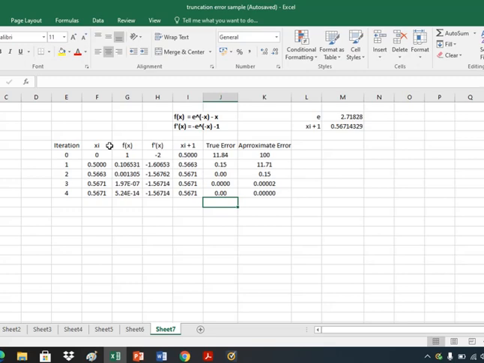So that's it. Try to solve the problem using fixed point iteration, and compare the value using this method. The Newton-Raphson method is easier, very simple. Okay.